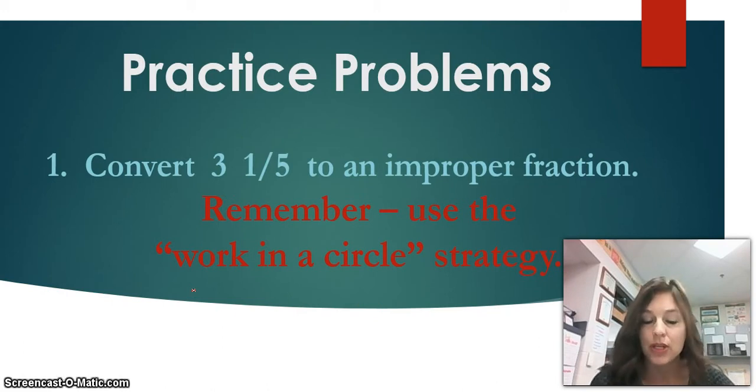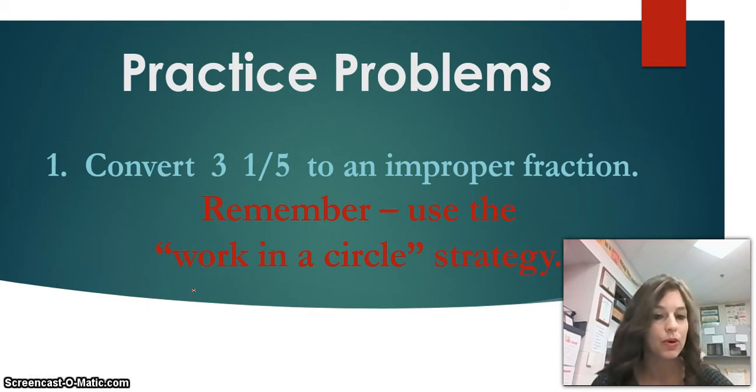Now work on that work in a circle strategy and try to convert 3 1/5 to an improper fraction. Go ahead and pause the video. Remember to multiply by the denominator, add the numerator, put that new number at the top in the numerator, and then the denominator stays the same.